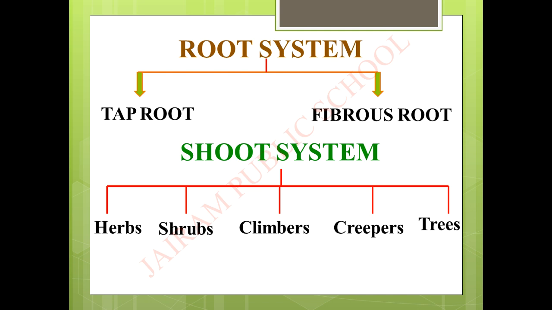Next, creepers. Creepers also have a weak stem that cannot grow upright. They can creep on the ground without extra support. Special roots help in creeping. These can creep for a long distance. These types of plants have fruits and vegetables which are big in size. Example, pumpkin, muskmelon, watermelon.